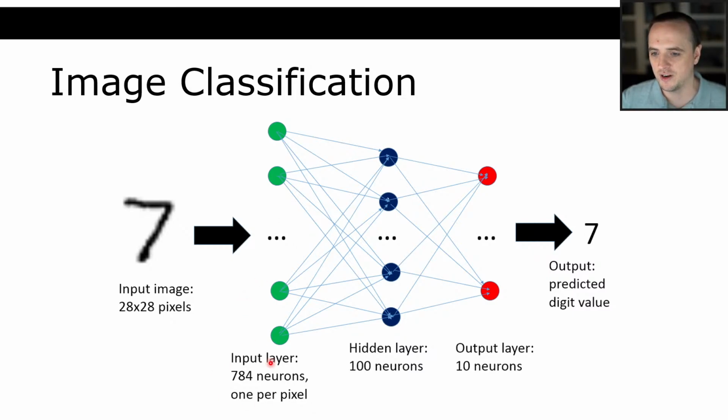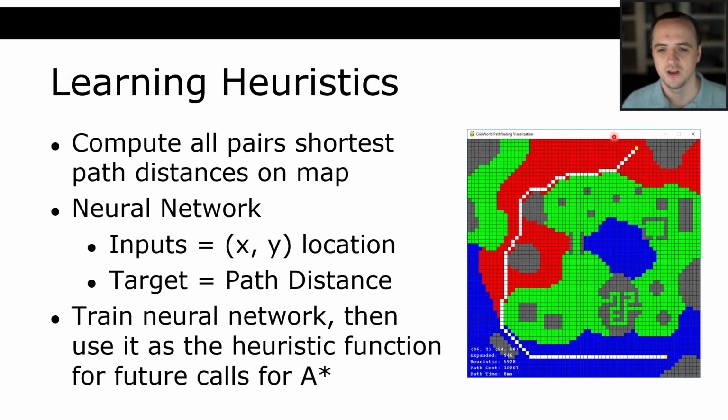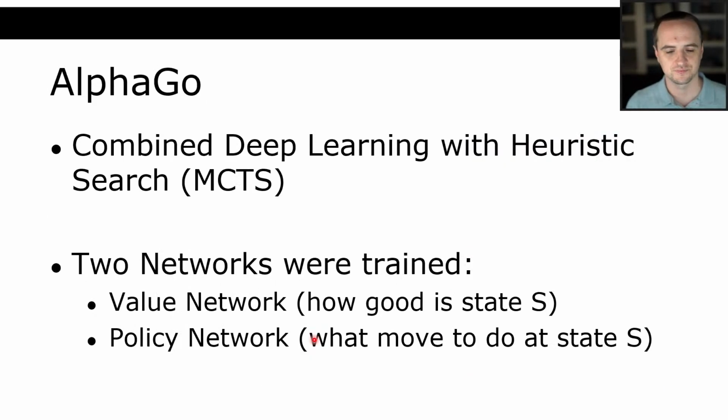So for example, you could learn image classification, right? We talked about that already. We've got some hidden layers, some output neurons. We can learn to classify images. We could learn heuristics. So for example, in our assignment, maybe what we could do is compute all the shortest paths on the map from each point to another point, and then train a neural network to actually compute the heuristic, which is the distance. And then maybe we could use that neural network as the heuristic function for A star, instead of trying to come up with our own heuristic function.